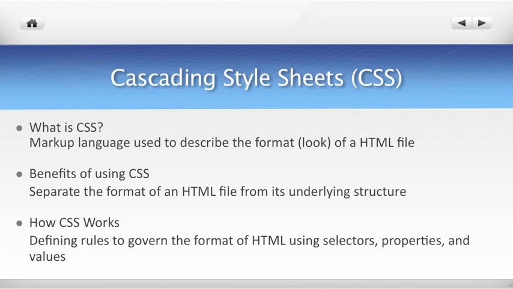What are Cascading Style Sheets, often referred to as Style Sheets or CSS? As we've seen, Cascading Style Sheets are a markup language, just like HTML is, but with a different syntax. That markup language is used to describe the formatting, the look of an HTML file. One of the main benefits to us as web page creators of using Cascading Style Sheets is that it allows us to separate the formatting of an HTML file from the underlying architecture, the underlying structure of the HTML file.